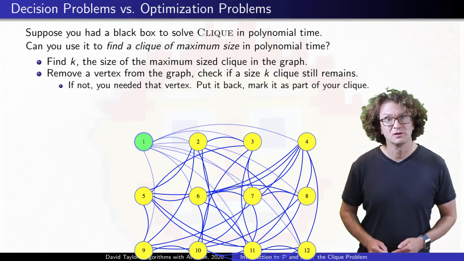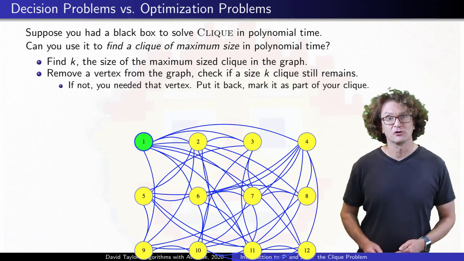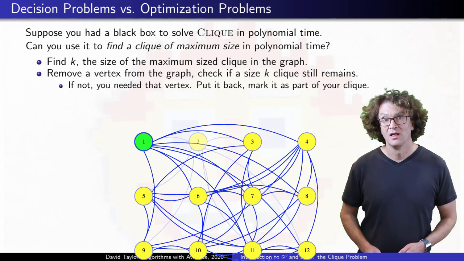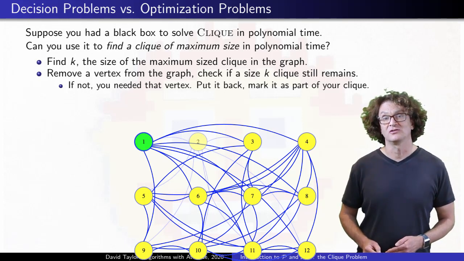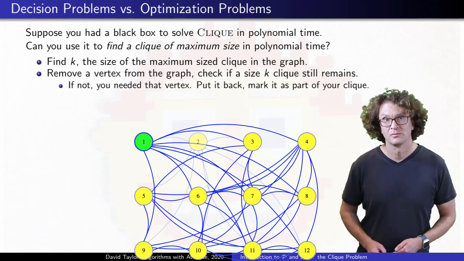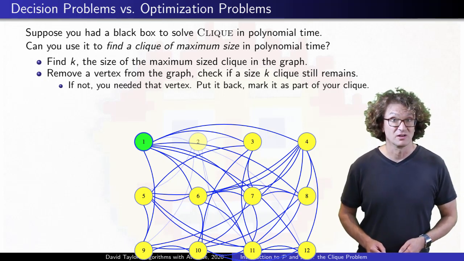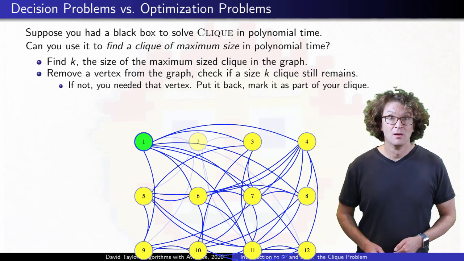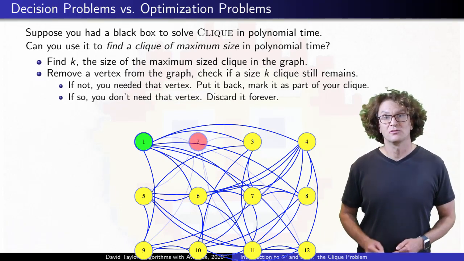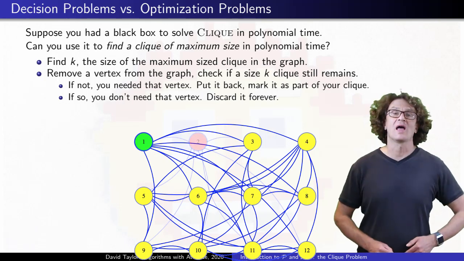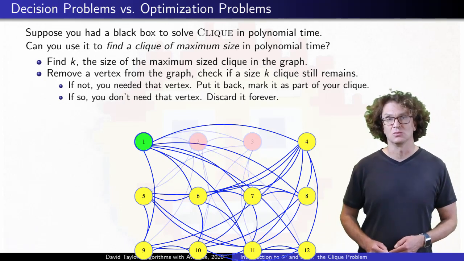I go back to the previous graph, marking that the first vertex is definitely in the clique, and then I try removing the second vertex next. The black box tells me that there is still a clique of size 6 without that vertex. There might also be a size 6 clique that includes vertex 2, but whether or not there is one, we know there's one without it. Let's find one of those. We permanently exile vertex 2 and continue on.